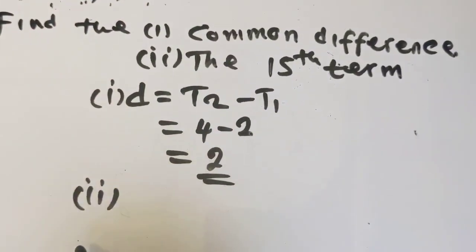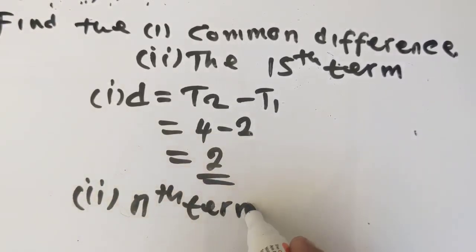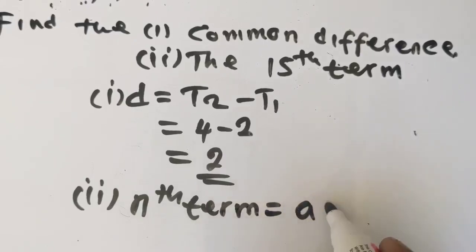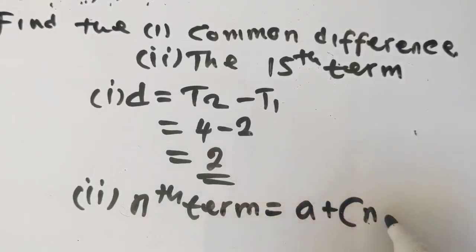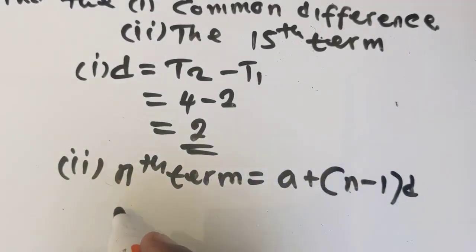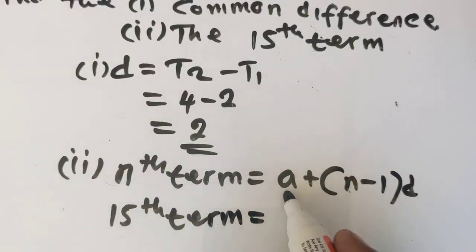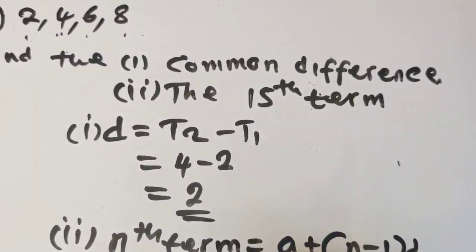Then question 2, you're told to find the 15th term. So you write the formula first. Nth term is equal to A plus, open bracket, N minus 1, then D. Then you write 15th term is equal to A, the first term. The first term here is 2.